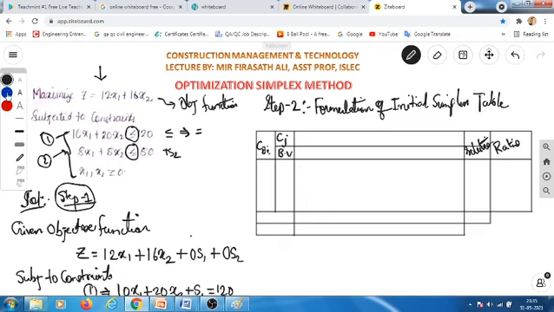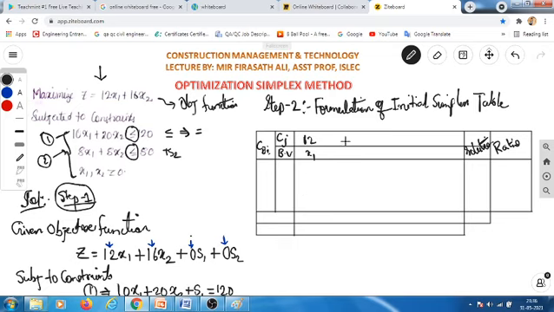I will mark it over here. These are nothing but our coefficients in the objective function: 12, 16, 0, 0. Let us write these coefficients over here. The first coefficient is 12. 12 is the coefficient of x1.